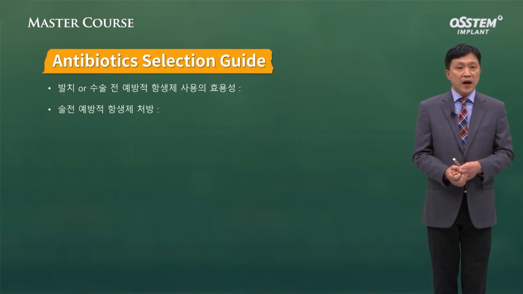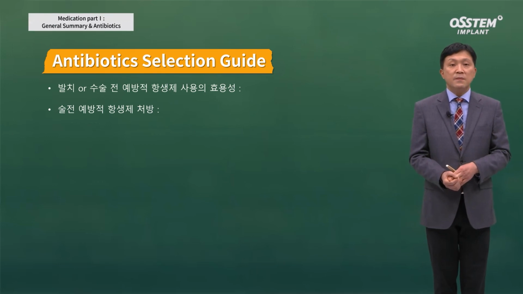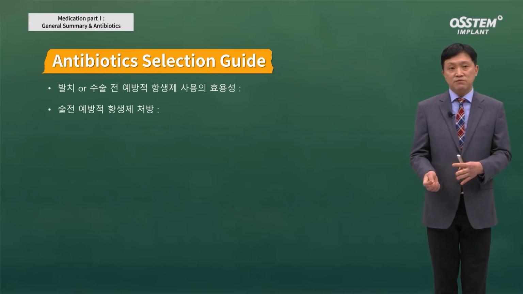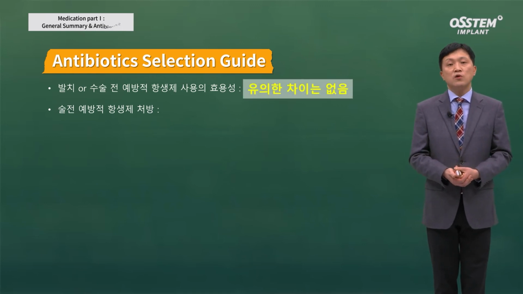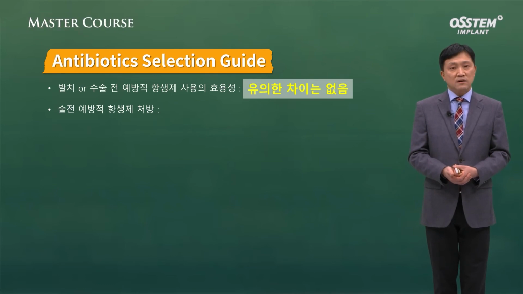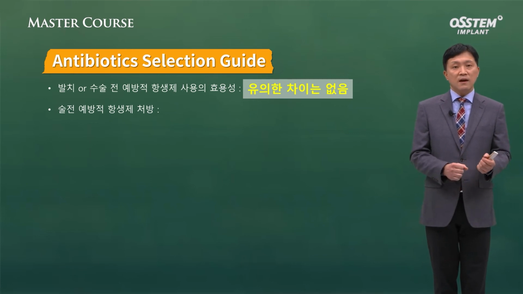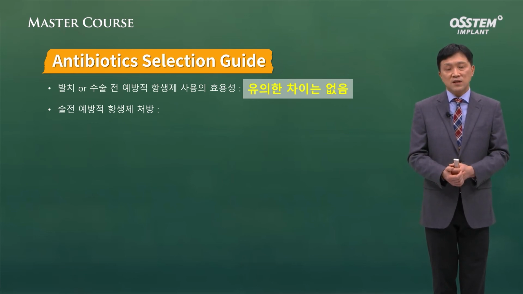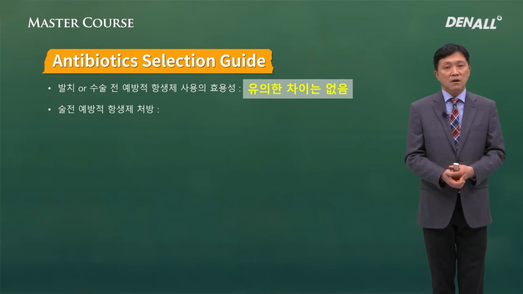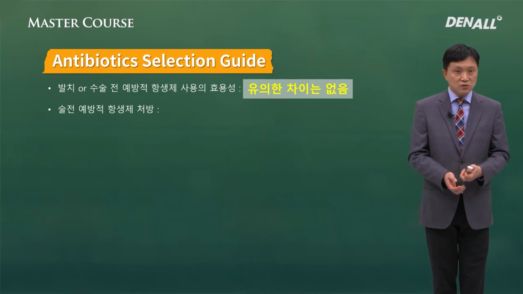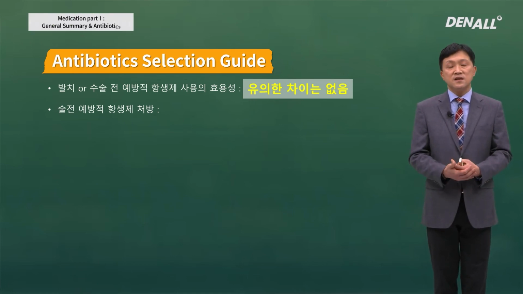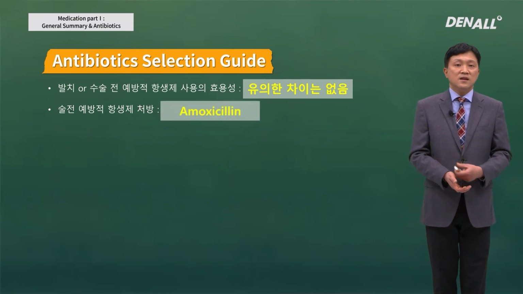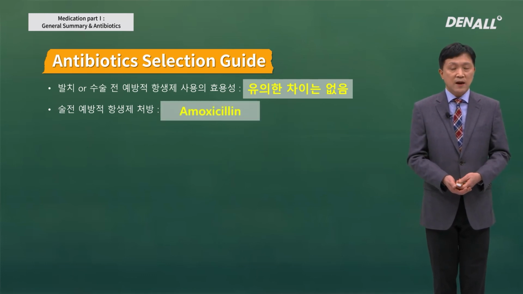The selection guide. Before extraction or surgery, is it good to use preventive antibiotics? Generally, the answer is yes, but there is no significant difference. However, when a problem occurs, whether we used pre-op antibiotics or not makes a difference. So, I recommend that you use pre-op antibiotics for preventive purpose, and amoxicillin is the standard.